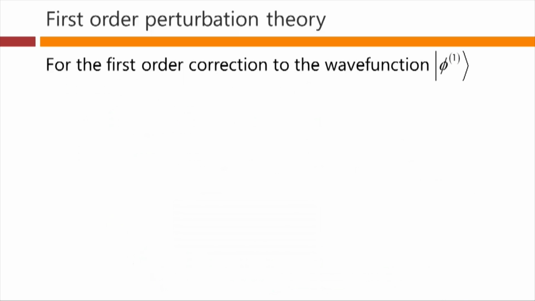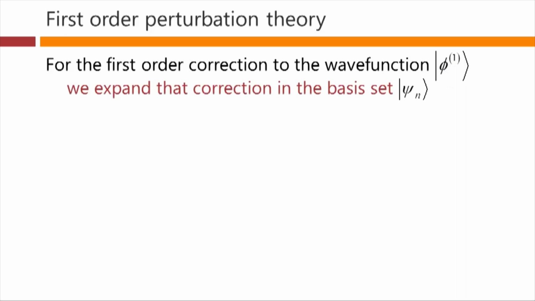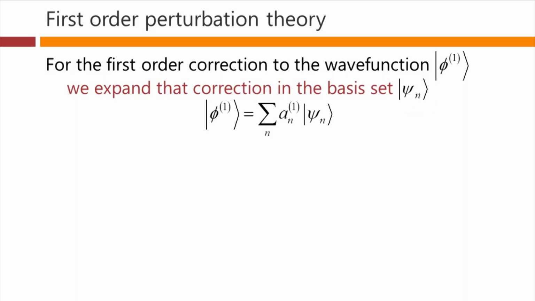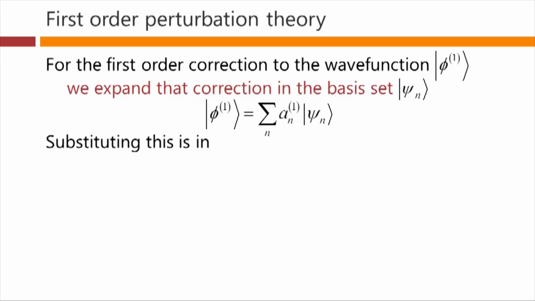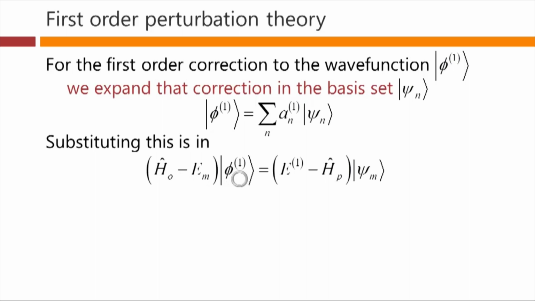We can go on to calculate the first order correction to the wave function phi1. What we're going to do is expand that correction, this phi1, in the eigenfunctions of the unperturbed problem, psi n. So this is the whole set here. Well, of course, it's straightforward to write that down. We'll get some set of coefficients, which we call an1, multiplying each of the psi n. And we substitute this back into our equation here. So we're going to substitute that expansion in here.